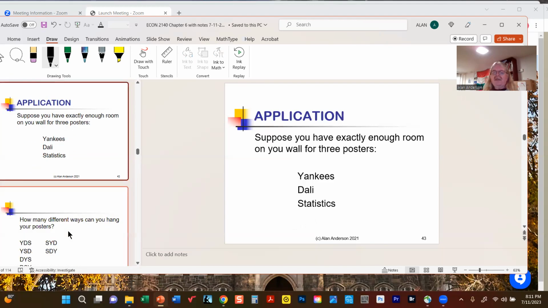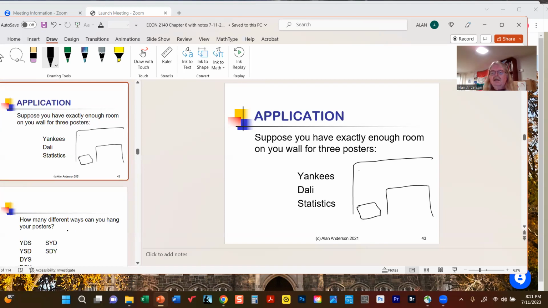Let's look at this scenario. You move into your room in September and you have room on the wall for 3 of your posters. Let's say you have 3 posters and you got room to hang all 3 of them. And here, these are your favorite things in the world: the Yankees, Salvador Dali, and statistics. So what we're going to do is try to figure out how many ways can you hang your posters. In other words, this is your wall. Oh, let's say here's your top of your bed there, your nightstand or something. Here's the wall. Exactly enough space for 3 posters.